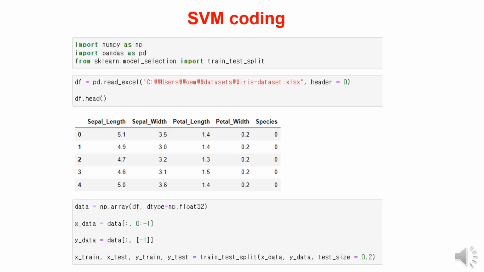This slide presents a screen for coding the support vector machine model. The Jupyter Notebook file for this code is available on GitHub, so you can download it and run it yourself. Similar to the previous artificial intelligence models, you need to import the necessary libraries, such as NumPy, Pandas, and train_test_split. Then, you load the dataset from an Excel file. After that, you assign the X and Y variables and split the data into a training set and a test set, with a ratio of 8:2.